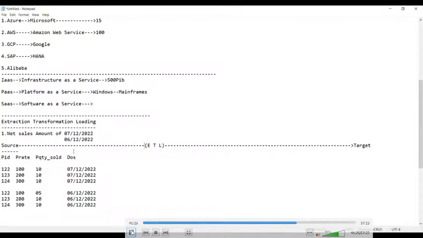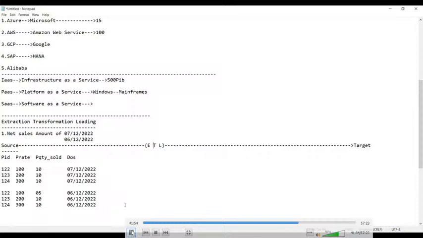Now, guys, let us start the process of ETL. How does it work? First, extraction. Tell me, what do you mean by extraction? Extraction is the process of pulling in the required data. ETL, that is nothing but extraction, is the process of pulling in the required data.